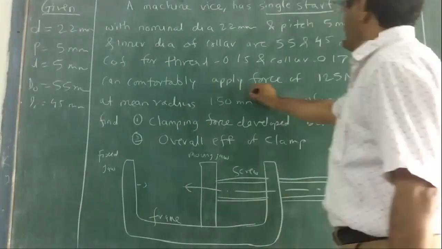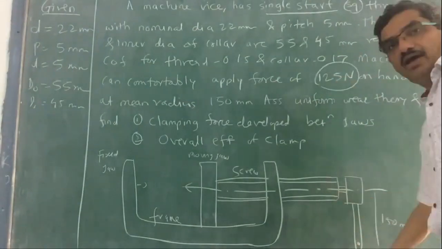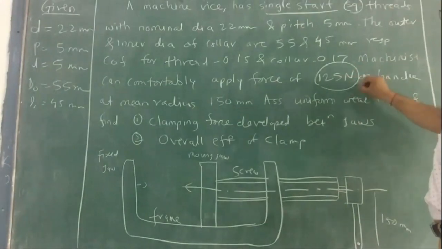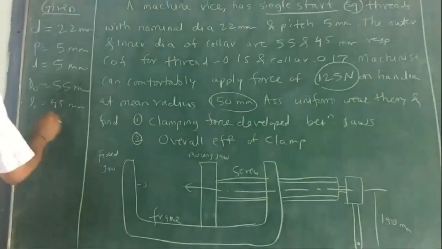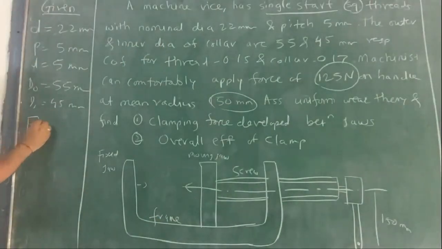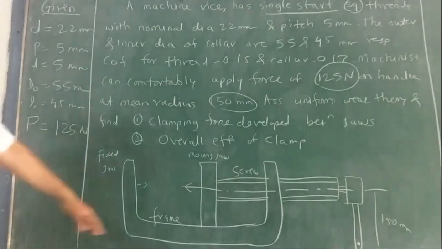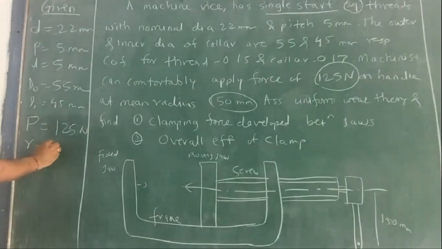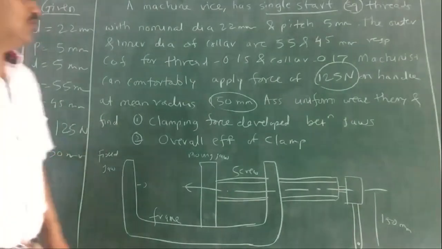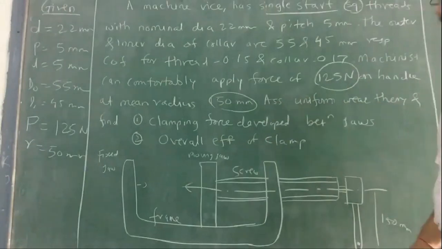And the machinist can comfortably apply a force of 125 Newton. So where will the machinist be working? At the handle part. He or she can apply a force of 125 Newton at the handle at the mean radius of 150 mm. So we know that the force applied, F or we can say P, is 125 Newton, and R for that is 150 mm. So immediately looking at that, we know the torque which the person can apply here is 125 into 150, right?